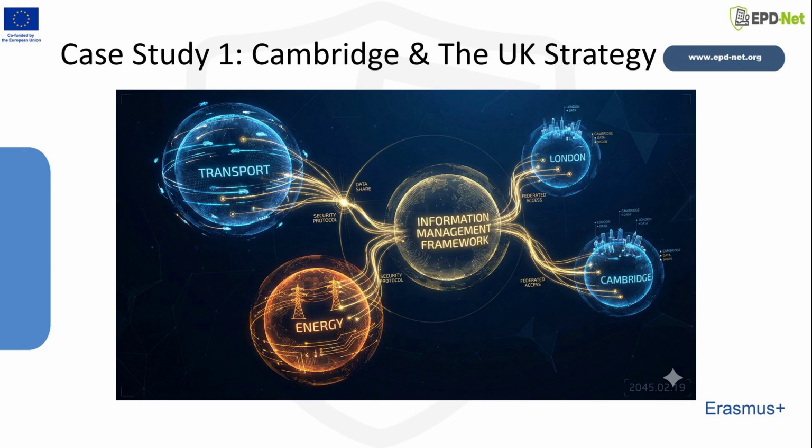They created the Information Management Framework, IMF. Think of the IMF as the grammar of the language. It ensures that when a sensor in Cambridge says, high traffic, the server in London understands exactly what that means. This proves our earlier point. Successful digital twins are 20% technology and 80% governance.